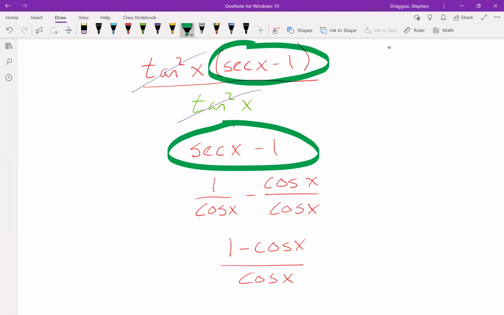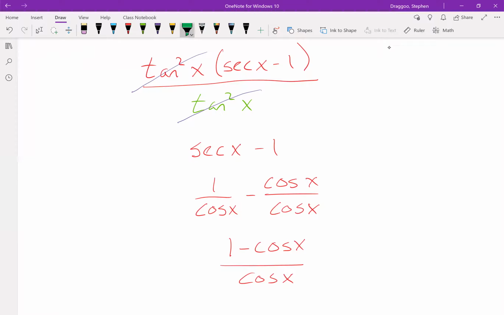From there, I needed to get this thing to look like 1 minus cosine over cosine. So I'm going to do a little bit of work to make that happen. I'm going to change things to sines and cosines. Secant of x becomes 1 over cosine x. And I'm going to change 1 to cosine x over cosine x so that I have common denominators, and I can add those fractions together, leaving me ultimately with 1 minus cosine divided by cosine.